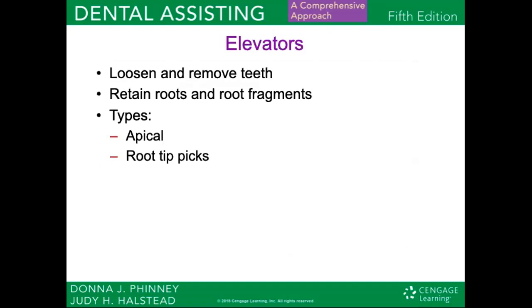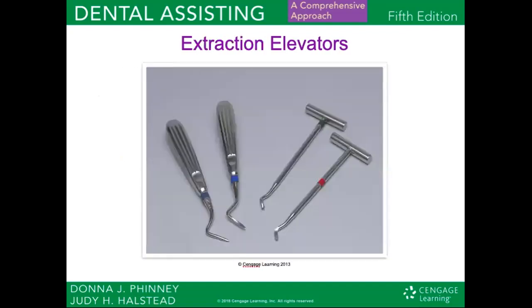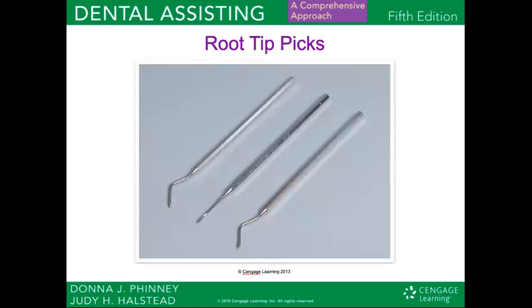Elevators have T-shaped handles that allow the surgeon to achieve a firm grip and exert the proper amount of force. There are a variety of types and styles, including apical elevators and root tip elevators, also known as root tip picks. So these are just some examples of extraction elevators. And these little things are root tip picks. So if we have some teeth or roots that were remaining after a tooth broke or an extraction that didn't go well, sometimes we need to use these little guys to take the rest of the root tips out of the socket.